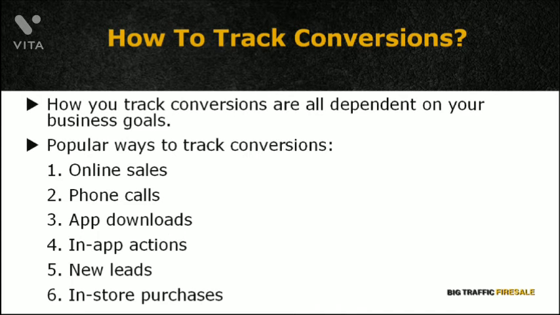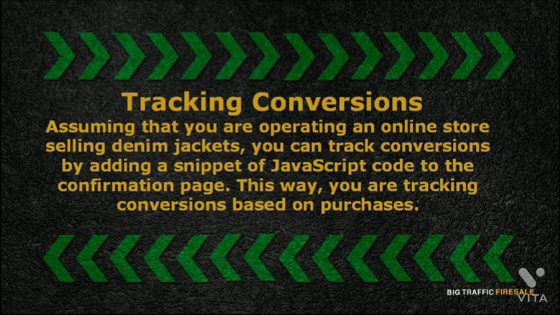There are quite a few ways to track conversions, and it all depends on your business goals. Some of the popular ways to track your conversions are as follows: online sales, phone calls, app downloads, in-app actions, new leads, in-store purchases. Let's illustrate an example on how you can track your conversions. For example, via online sales, assuming that you're operating an online boutique specializing in denim jackets. To track conversions, you add a single snippet of JavaScript code to the confirmation page where your users will view after they have paid for their purchase.